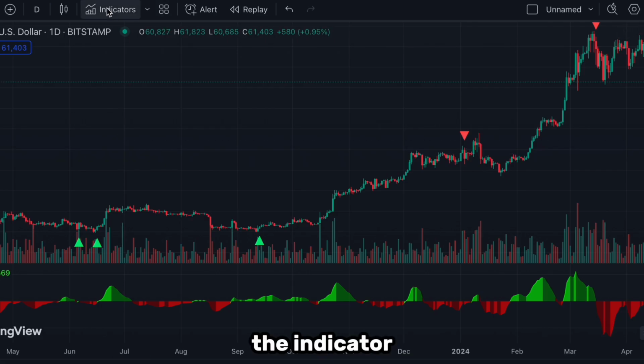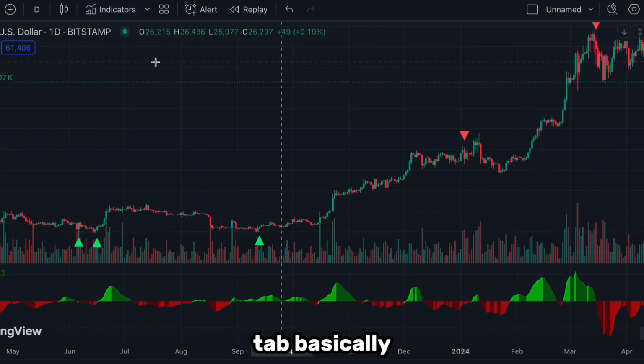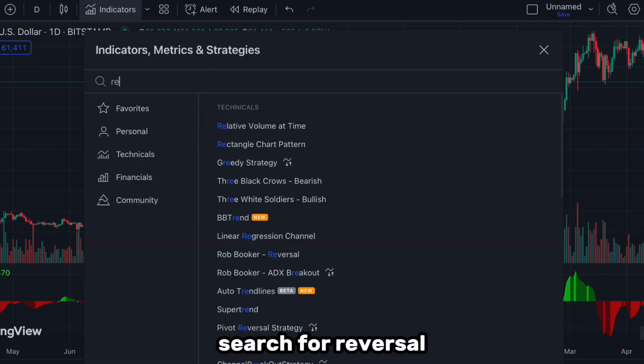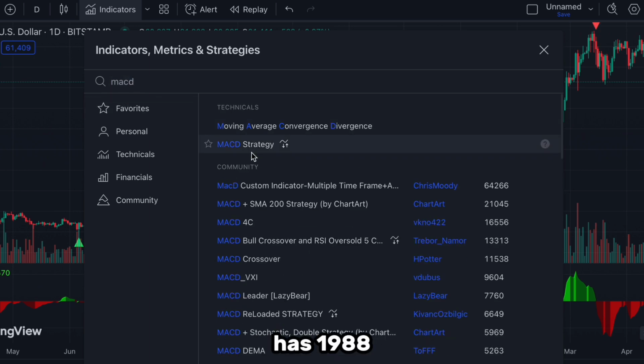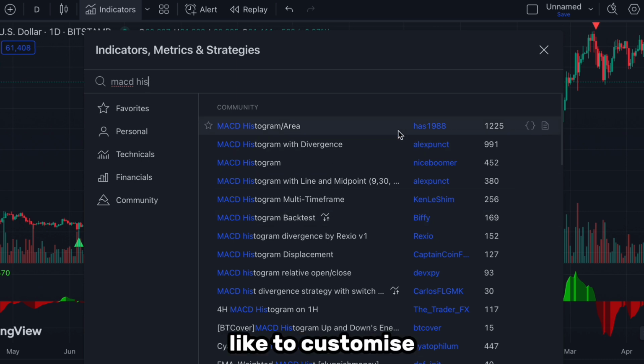First, open up the indicator in the Indicator tab. Basically search for Reversal by Hassan Rafat. And also open up the indicator MACD histogram by Has 1988. Next, we would like to customize the setting for both of the indicators.